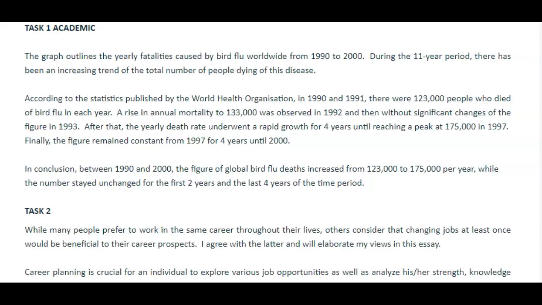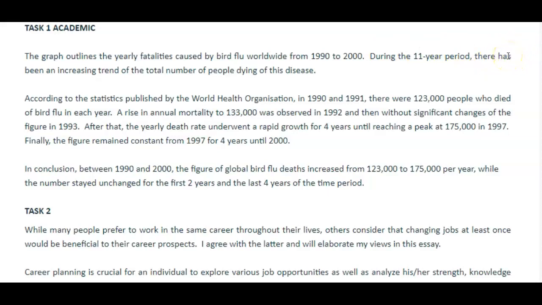The graph outlines the yearly fatalities caused by bird flu worldwide from 1990 to 2000. During the 11-year period, there was an increasing trend of the total number of people dying of this disease. Why is it "was"? Because you've told us that it was from this point to this point. Both are points in the past. This would make sense if there was a point in the present, or if we did not know when the end point was, that would be okay. But since we know, you want this to be past simple.